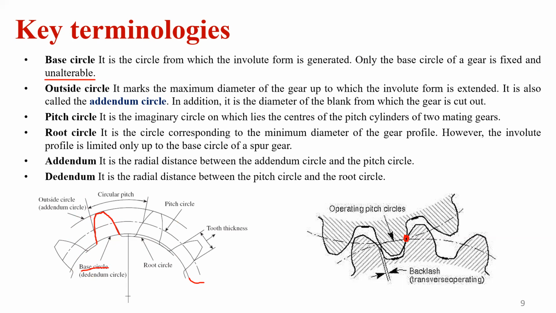And there is an outside circle, which passes through the outside of the tooth. It is the maximum diameter of the gear up to which the involute form is extended. It is also called the addendum circle. The outside circle also represents the diameter of the gear blank from which the gear is cut out.